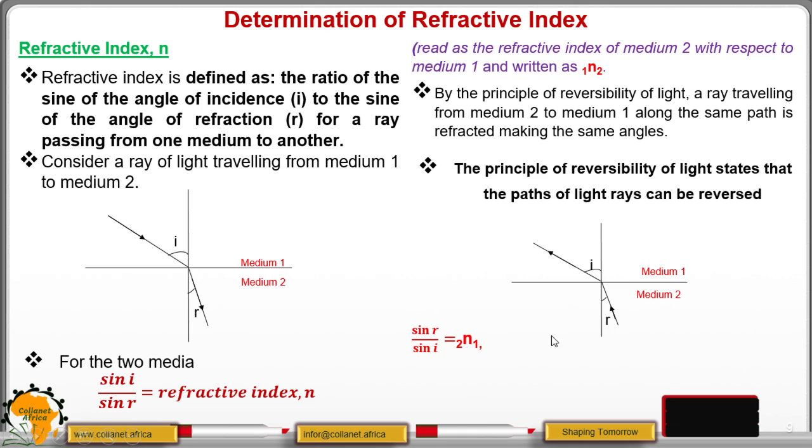And this will be read as refractive index of medium 1 with respect to medium 2. Note that it is now the opposite of this. This was refractive index of medium 2 with respect to 1, and that was sine I over sine R. But here now we have refractive index of medium 1 with respect to medium 2, which is sine of R divided by sine of I. In this case, R is now the angle of incidence. That is why now we are starting with sine R.